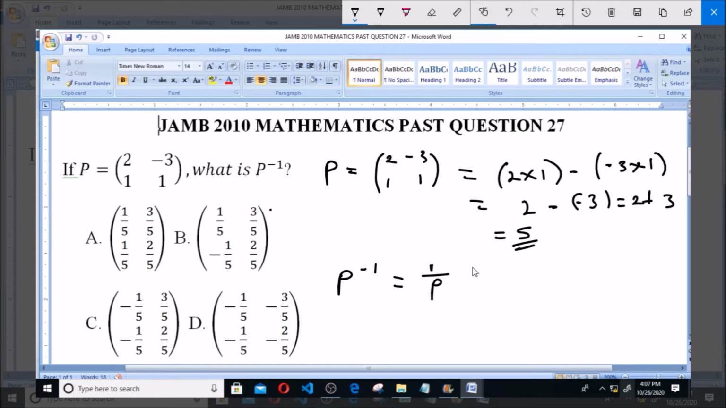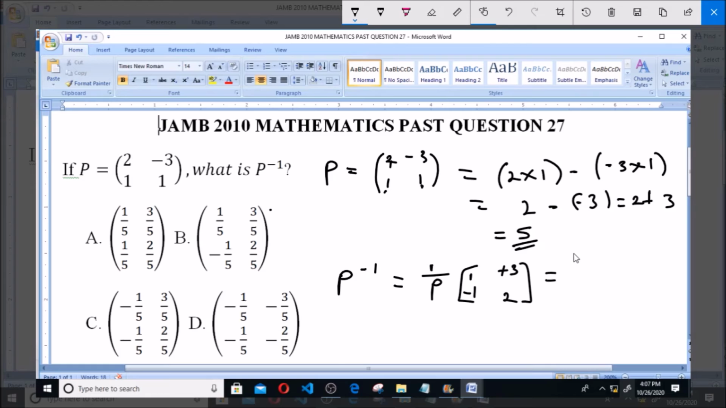Now there's a law. Whenever you have a reciprocal or inverse of a matrix, something happens. The first thing that happens is that this here and this here will change their position, and then this and this will change sign. There will be a change in sign for this, and there will be a change in position for this. What do I mean? Here we have 2 and 1, but it will change to 1 and 2. Here we have minus 3 and 1, but it changes to minus 1 and plus 3.